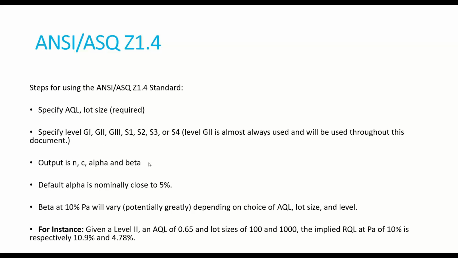The output we're going to get from these tables is our sample size, how many items we need, and our limit on how many defectives we can find. We're going to get our alpha and our beta. Default alpha is nominally close to 5%. Beta at 10% is going to vary depending on our choice of AQL, our lot size, and our level. So if we have a level 2 and an AQL of 0.65 and lot sizes of 100 and 1,000, our implied RQL at a 10% probability of acceptance is going to be 10.9% versus 14.78%. So really these lot sizes make a big difference, right?